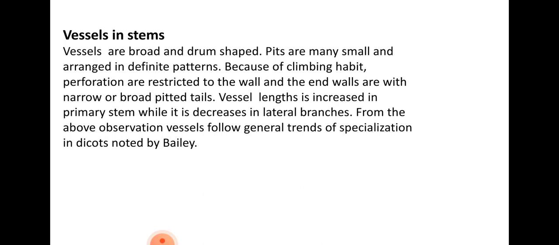Vessels in stems. Vessels are broad and drum shaped. Pith cells are many, small, arranged in a definite pattern because of the climbing habit. Perforations are restricted to the end walls, with narrow and broad pitted tails. Vessel length is increased in the primary stem while it is decreased in the lateral branches. From the above observations, vessels follow the general trait of specialization in dicots.